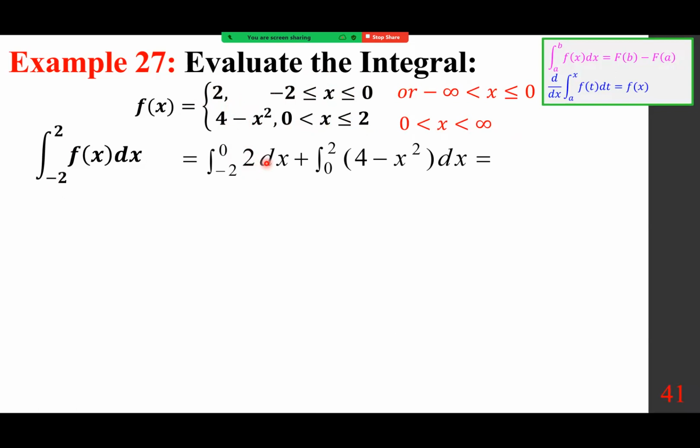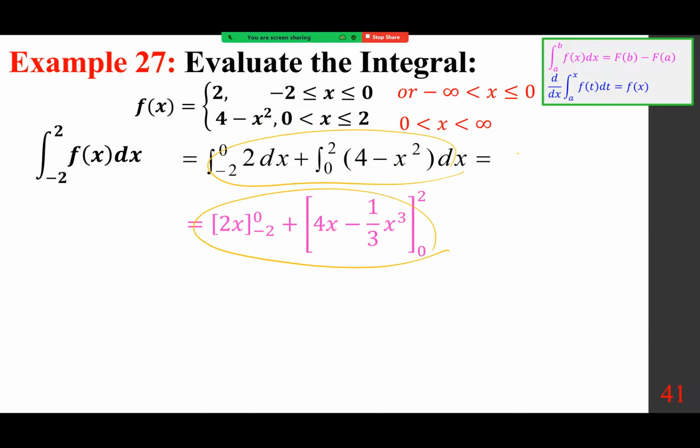That's why we put 2 times dx. This one, 4 minus x squared, is good from 0 to 2. And don't forget you need to put dx. Now, the anti-differentiation is very simple. 2 gives us 2x from -2 to 0. 4 gives us 4x minus 1/3 x cubed from 0 to 2. So this, everybody, and understanding this, those are the only calculus steps.